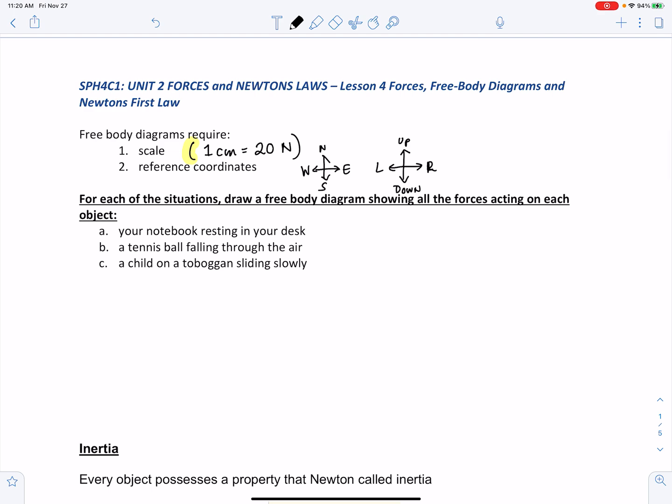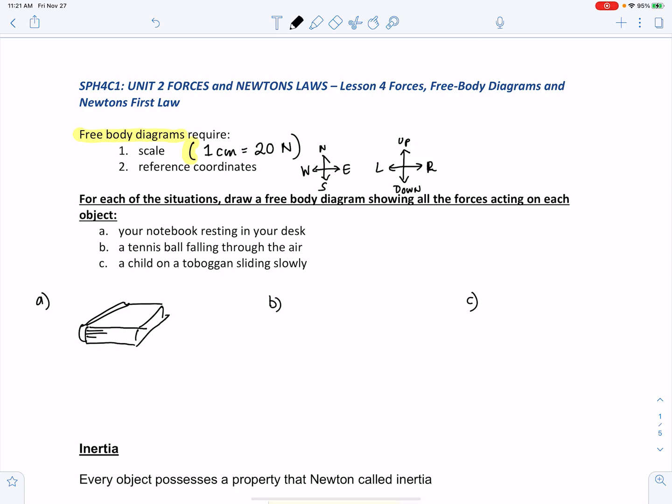We're going to look at a few examples, and we're going to examine the forces that are present acting on these objects. The first one is your notebook resting on your desk. If you're drawing a free body diagram, that's what we call these force diagrams, free body diagrams, you'll draw the object free from its environment. So here we're talking about the forces that act on a book.